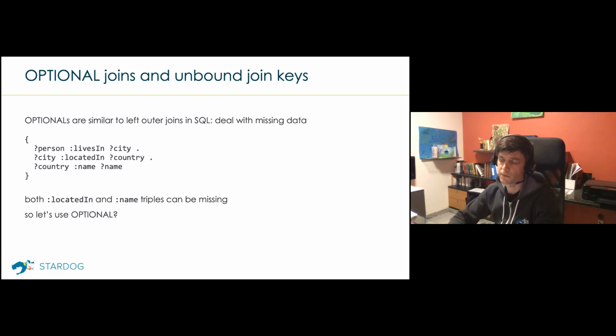So in this example, in particular, we have a query which matches people and cities where they live using the lives in predicate. For the cities, it matches the country using located in, and for the country, we want to know the name of the country. So that's the query, which works great until we have to deal with a data set where both located in and named triples can be missing in the data. And this is where people start using optionals, because that's the main reason optionals are in the standard.